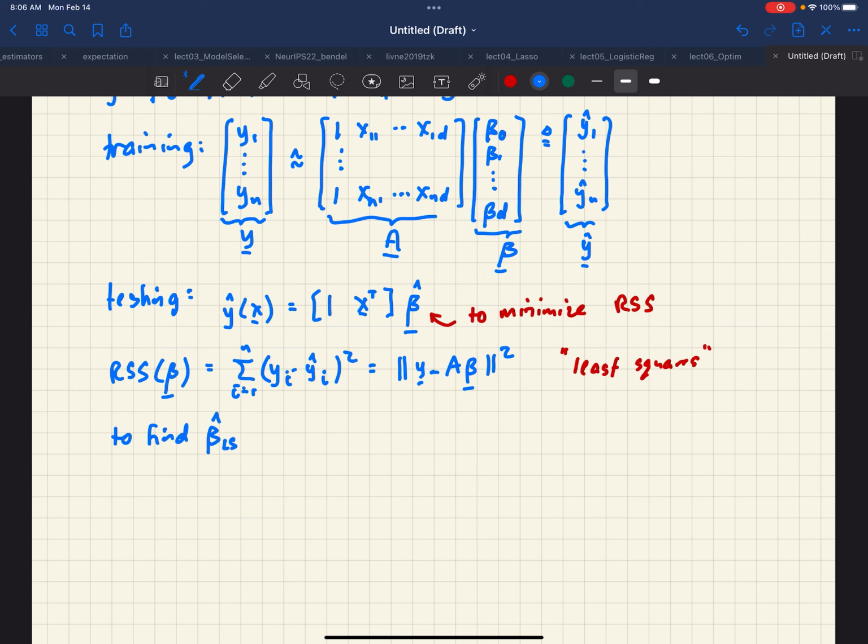And to find the beta hat that solves this least squares problem, what we do is we take the partial derivative with respect to each of the beta j's of RSS, and if we evaluate that at beta j hat, that should equal 0. And when we work out all the equations, we find that beta hat is A transpose A inverse times A transpose y. Just like that.